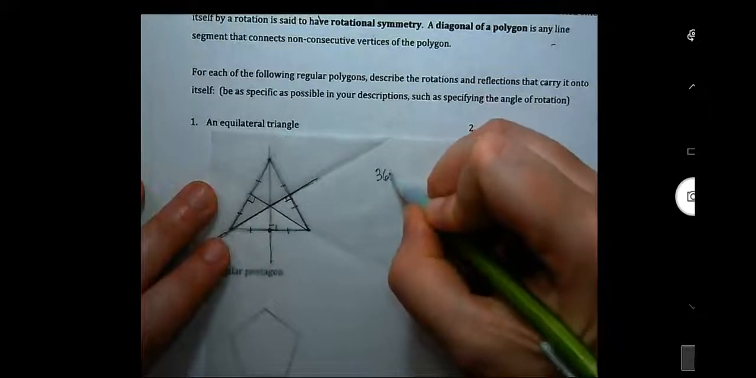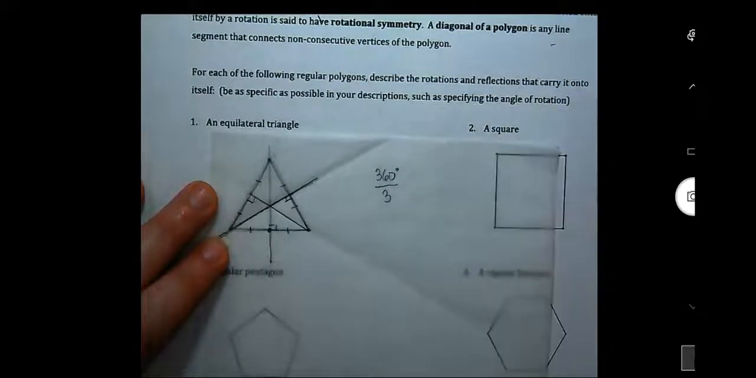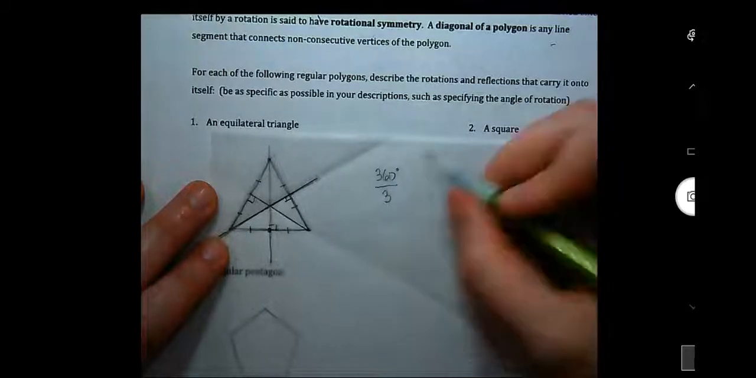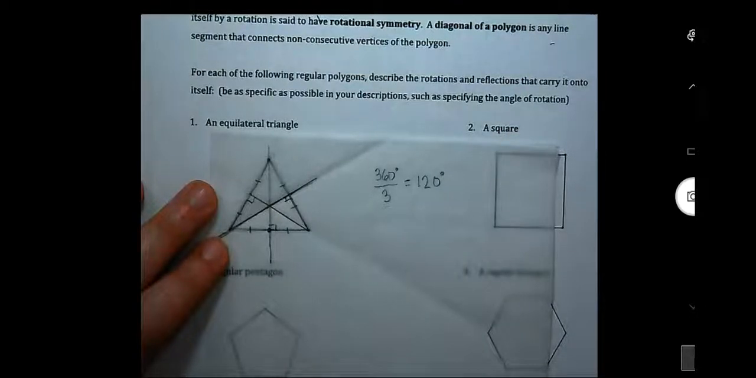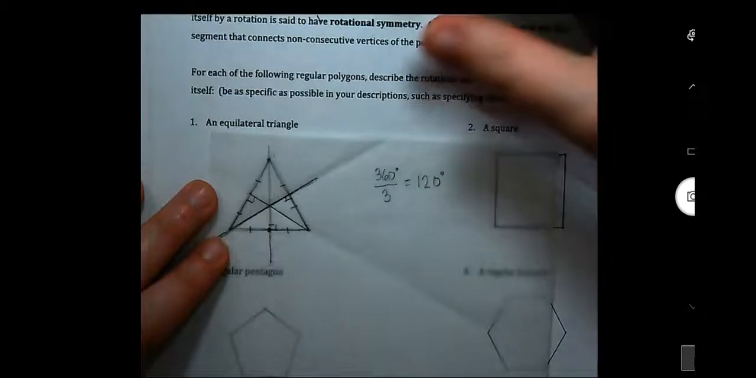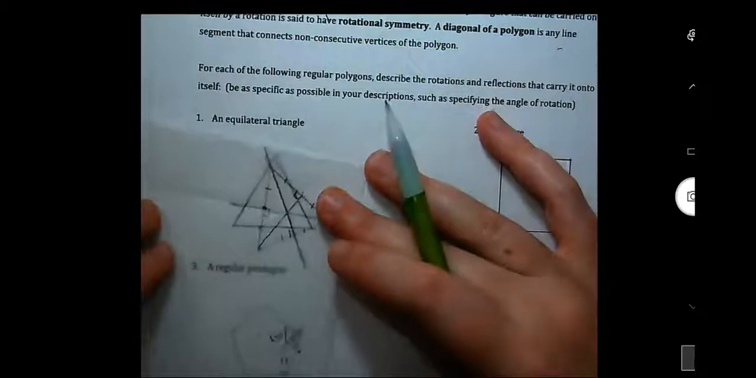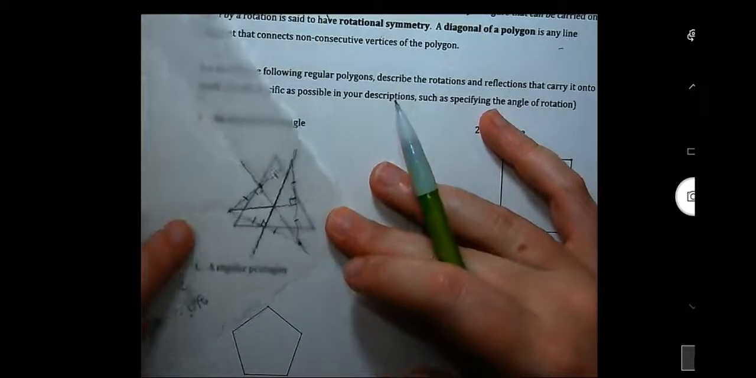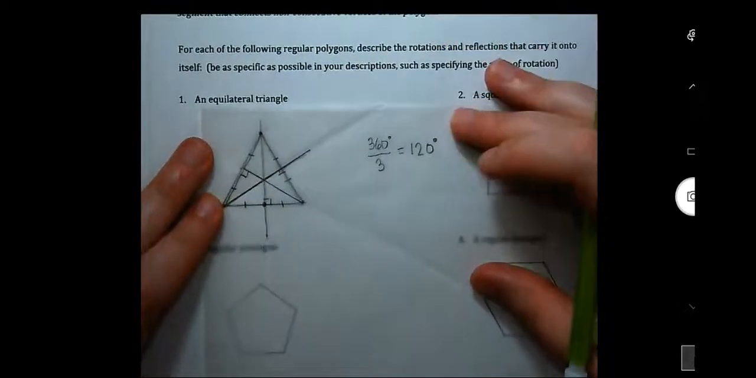So in a full circle of 360 degrees, there were 3 times that the figure landed on itself, meaning that I can rotate 120 degrees to get this equilateral triangle to land on itself. Let's try that out one more time. I rotate once, twice, 3 times, and I am back to where I started from. So each one of those rotations must be 120 degrees.